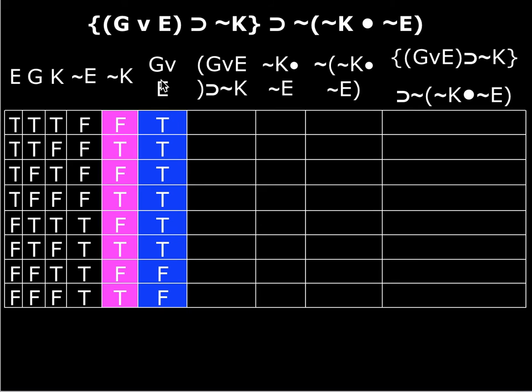So here's the antecedent, here's the consequent. So I'm looking for true here, false here. Well, row 1, true antecedent, false consequent. Where else? Row 3, true antecedent, false consequent. Where else? Row 5, true, false. And that's it. So it's only 1, 3, and 5. So I'm going to put false there, and it's going to be true everywhere else.